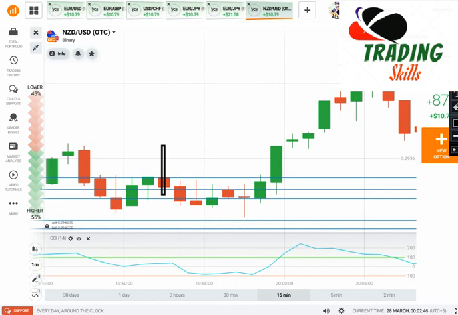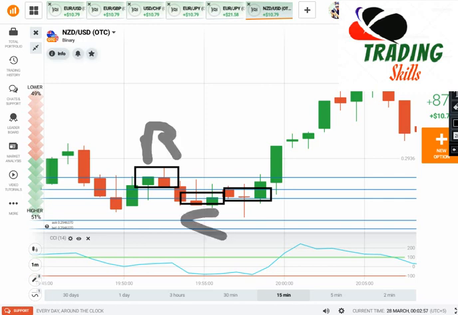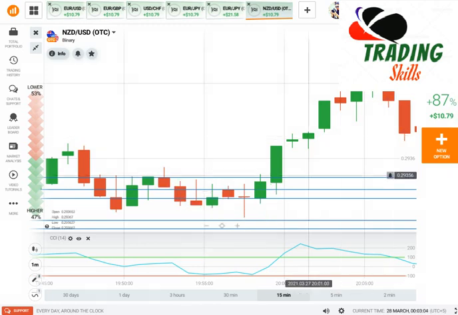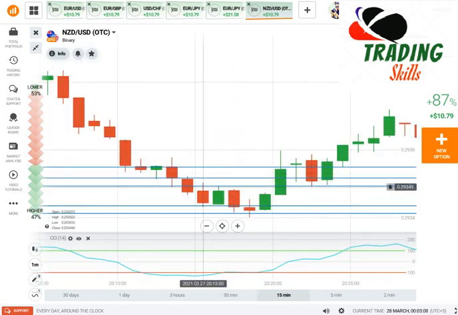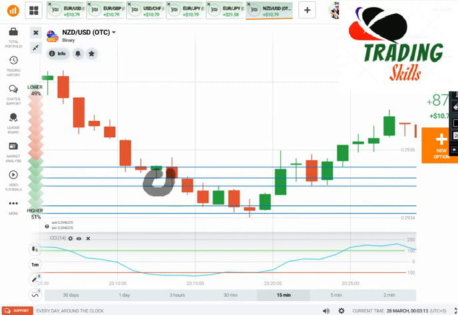Let me show you again. This is your resistance, this is your support, this is your support. So this area is SNR. Why SNR? Resistance, support, support, resistance. So you will see in the future market will definitely reverse from this point. Now you can see market is getting rejection from this zone, market is getting reversal from this zone, market is again reversing from this zone.